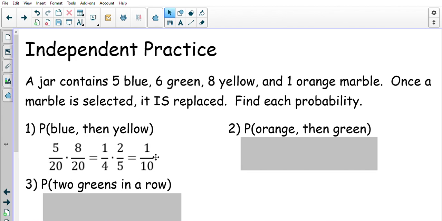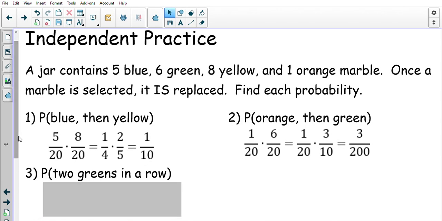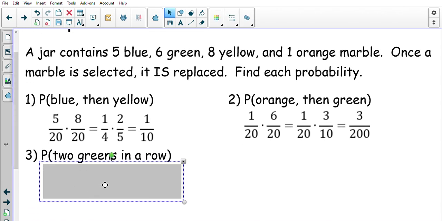Number 2, probability of orange, then green. Well, we have 1 out of 20 that are orange, and then we have 6 out of 20 that are green. Multiply those together, we do get a fairly large fraction here, 3/200ths. What about 2 greens in a row? Well, the probability of each green is 6/20ths.